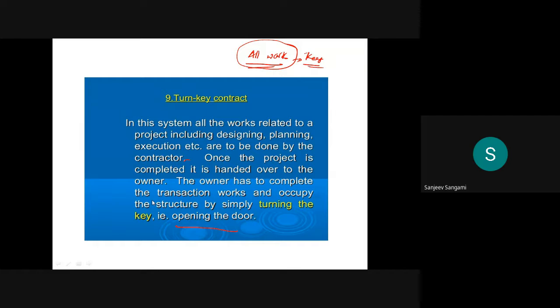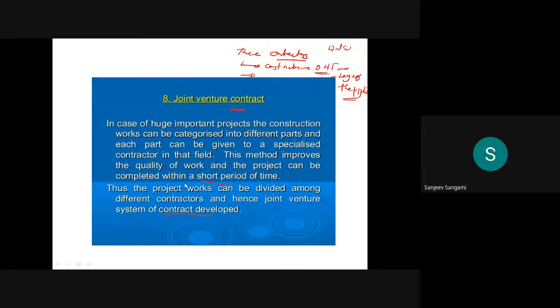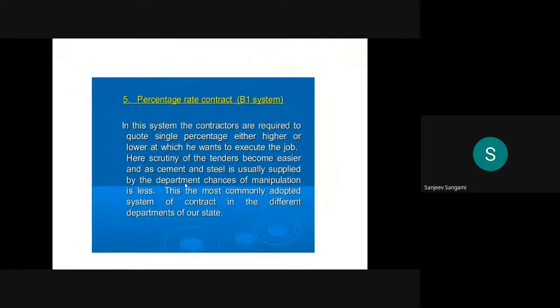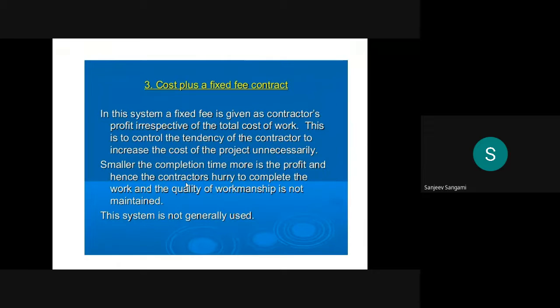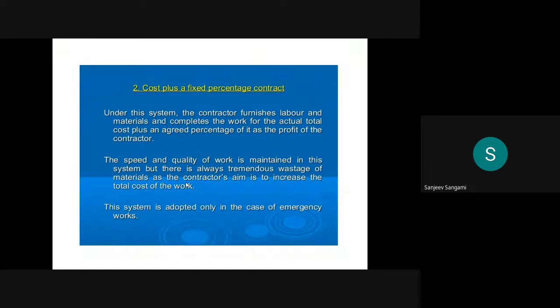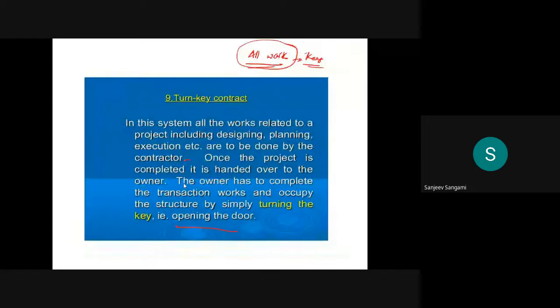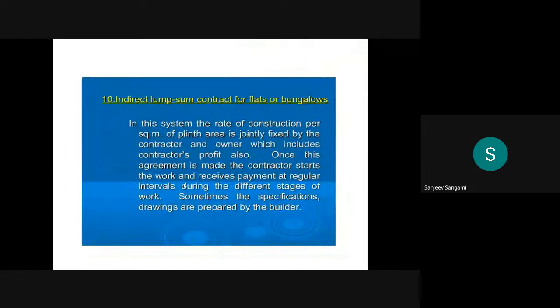In the previous class, we were discussing the different types of contracts. In that, we discussed the turnkey contract, joint venture contract, labor contract, item rate contract, percentage rate contract, then a target contract, cost plus fixed fee contract, cost plus fixed percentage contract, then lump sum contract. Now next we will move on to the indirect lump sum contract for flats or bungalows.